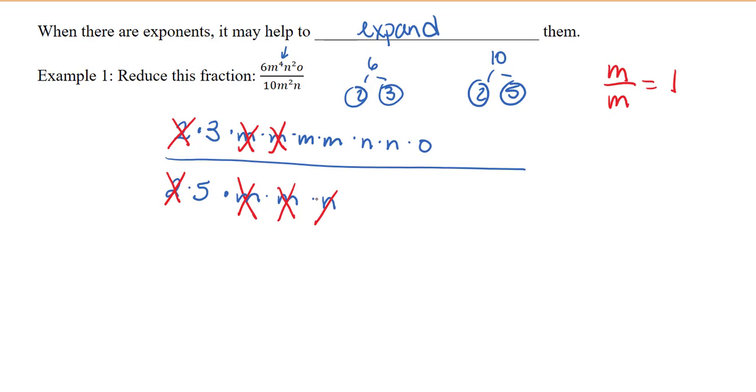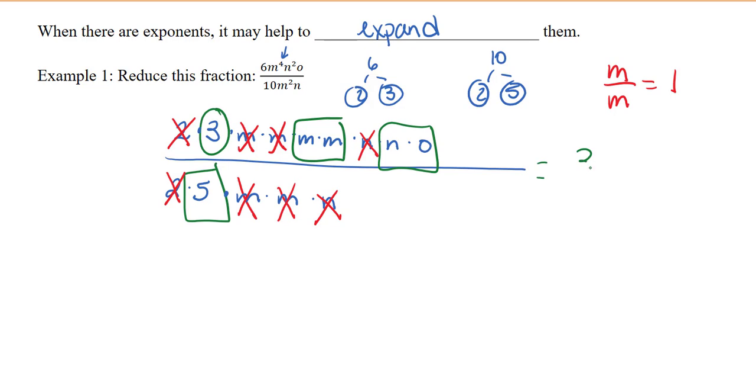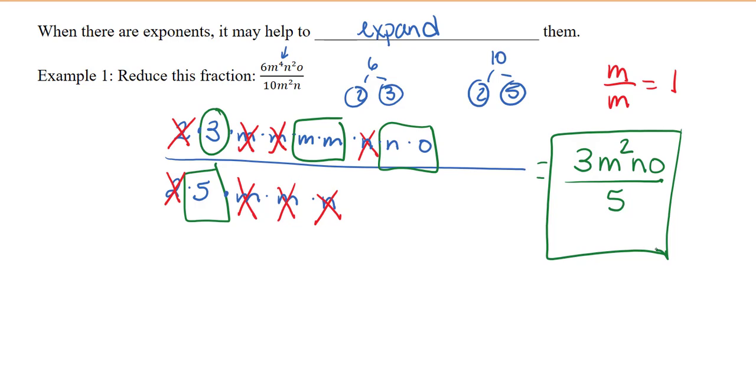Then we notice we have 1 n on the top and the bottom. So we're just going to cross those out. So what are we left with? Well, we're left with 3, 2 m's, an n and an o, and then a 5 on the bottom. So let's go ahead and write that out now. So we have 3. Now we're going to put this back into our exponent. So we're going to go m squared, because we have 2 copies of m. Then we have n, o. Then on the bottom, we just have 5. And then we're done. And that's how we reduce this fraction with variables.